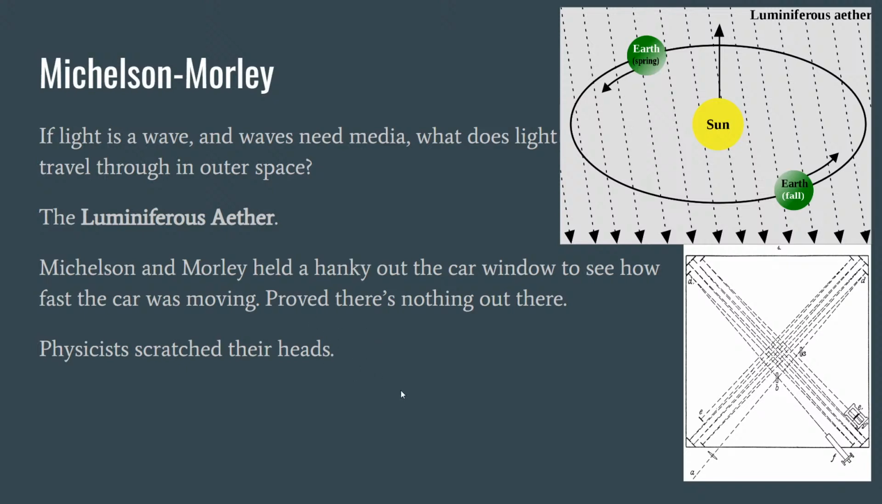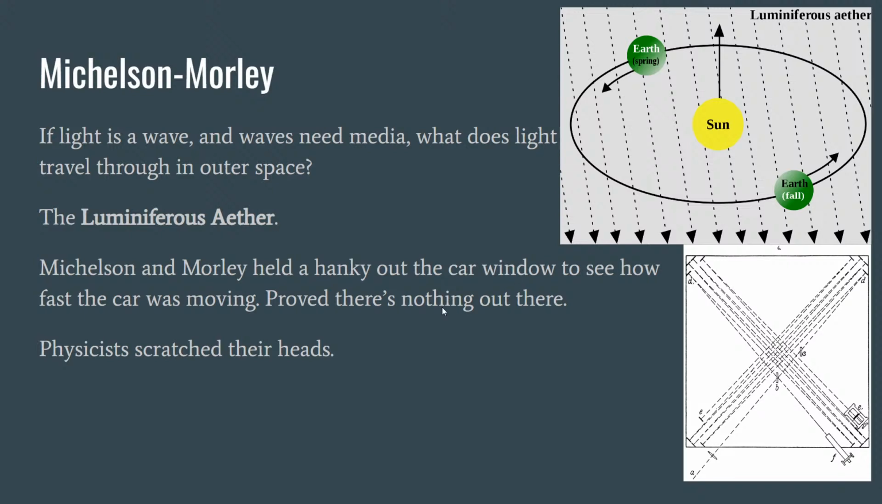So, in another analogy that I totally stole from Bill Bryson's A Short History of Nearly Everything, Michelson and Morley held a hanky out the car window to see how fast the car was moving. Because they were moving through the ether. Basically, the Earth is moving in one direction in the spring, it's moving in a different direction in the fall. If you're measuring the speed of light in the spring, you should get a different measurement than you do in the fall, as it's moving in a different direction.